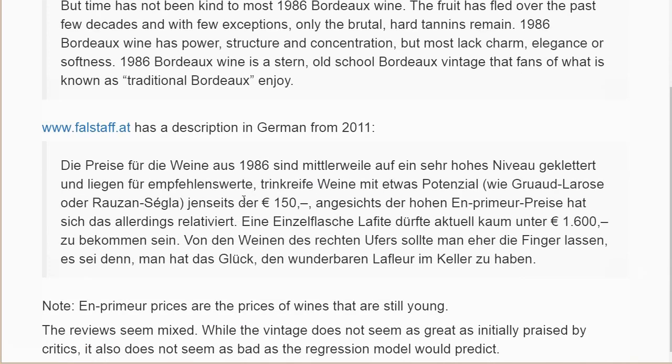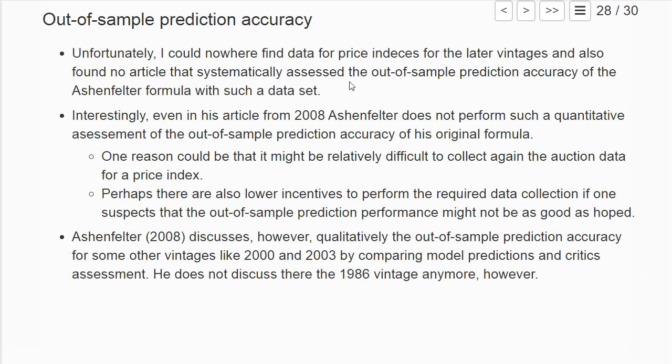So in the end, the reviews are a little bit mixed. It seems to be the case that the critics were not right that it's really a great vintage. But it also seems not to be correct that Aschenfelter's formula was right by saying that this is a really bad vintage. So it seems to be somewhere in between. But in the end, it's really a pity that I couldn't find any hard data for the price indices so that I really could evaluate quantitatively the out-of-sample prediction of Aschenfelter's wine model.